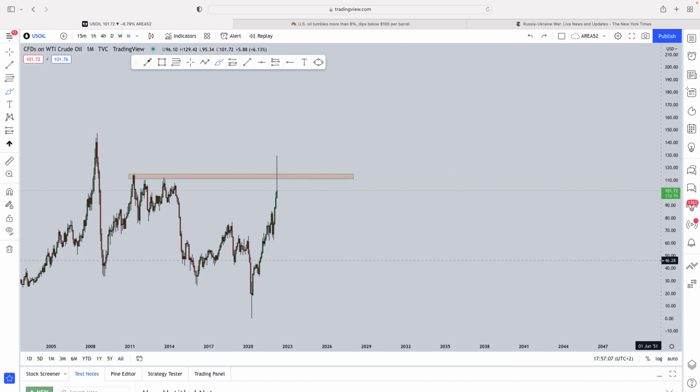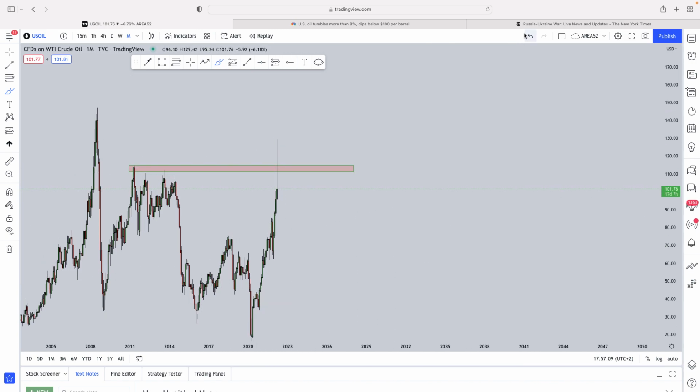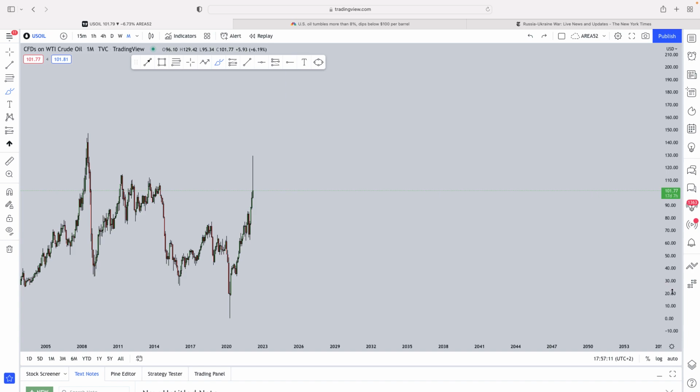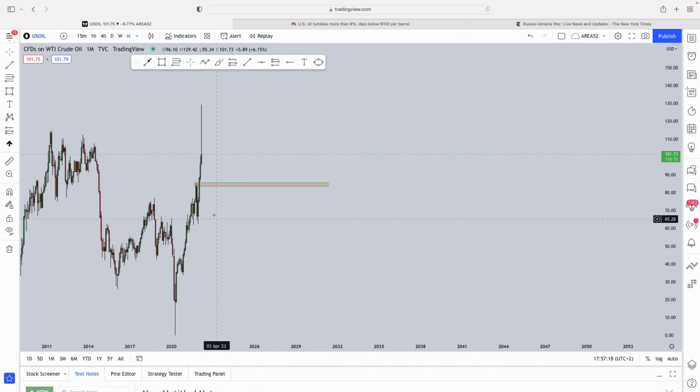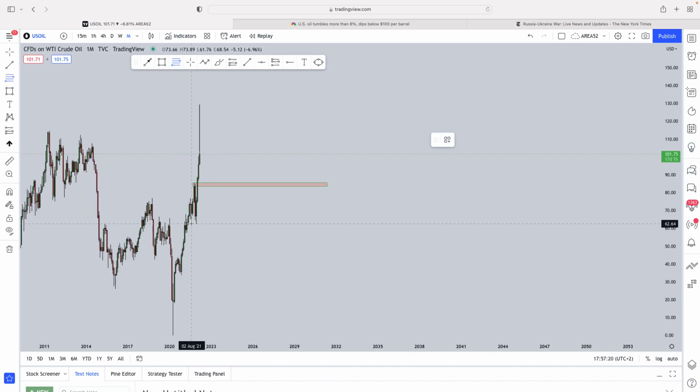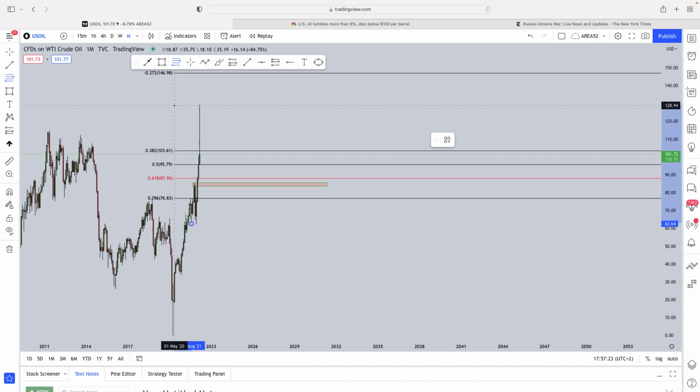However, this rejection that you see at the moment is very aggressive. And if you look at the last previous level of resistance that the market had created, sitting at this level, there is also a high possibility that oil could pull back to that level before we could potentially see any continuation to the upside.